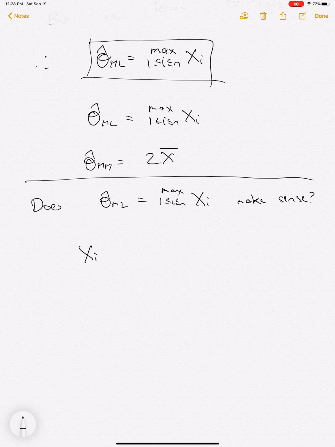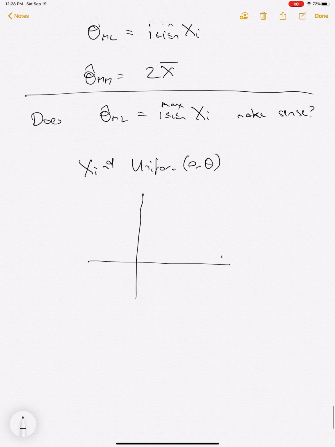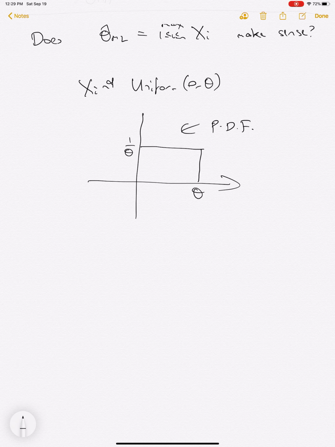Well, let's think about it. We know that xi is uniform on 0 to theta, so the PDF is 1 on theta over that range. Xi can be any value in this range of 0 to theta, so picking the maximum value makes sense. As you get more and more data, you'd expect the largest value to be closer and closer to that endpoint. And remember, you can't ever go over theta, because the uniform doesn't allow xi to be bigger than theta. So it makes sense if you think about the uniform.